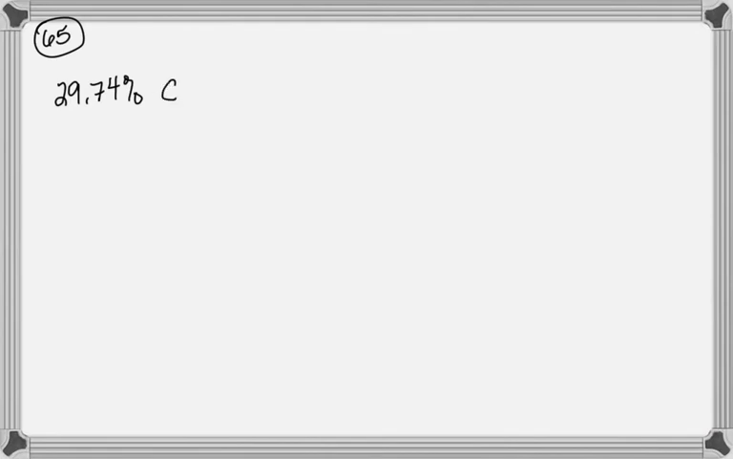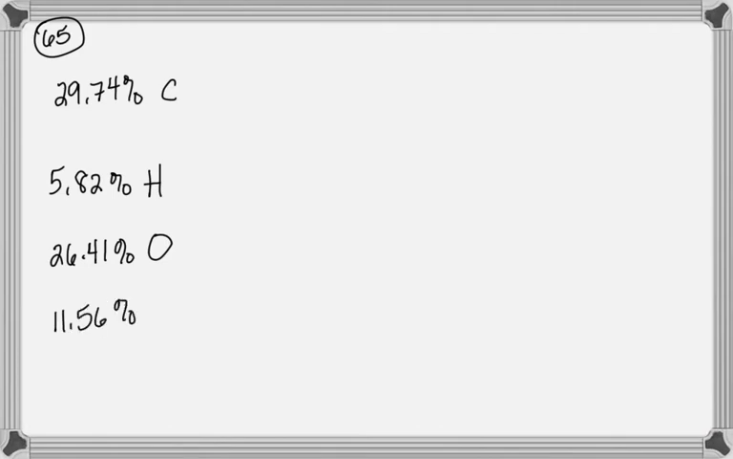The percent composition of cysteine is 29.74% carbon, 5.82% hydrogen, 26.41% oxygen, 11.56% nitrogen, and 26.47% sulfur.